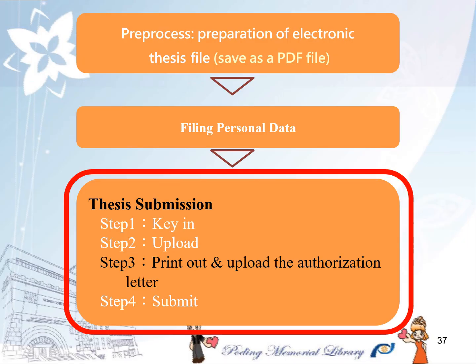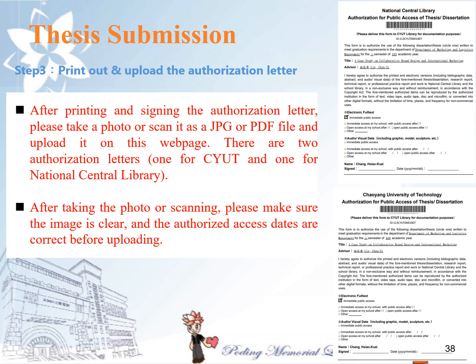After setting the release date, the next step is Step 3, print out and upload authorization letter. In Step 3, click on Print. 2 authorization letter forms will be generated, one for our university, and one for the National Central Library. Print out both documents, sign them in person, and fill in the dates. Then either photograph them or scan them into a PDF file. Upload the authorization letter forms.